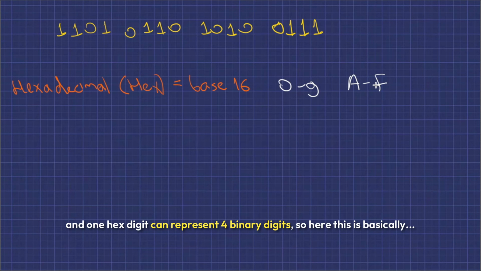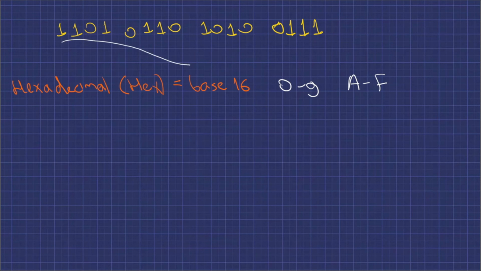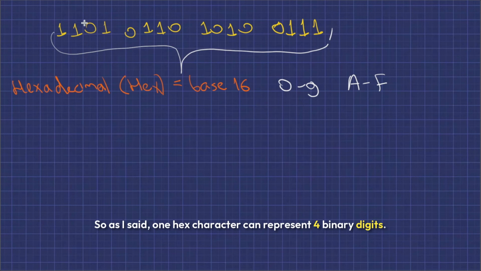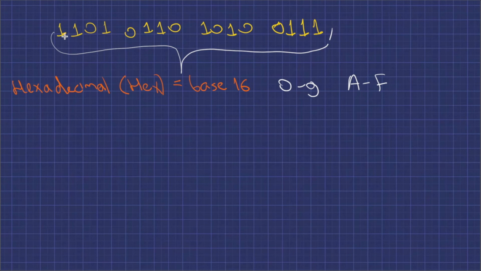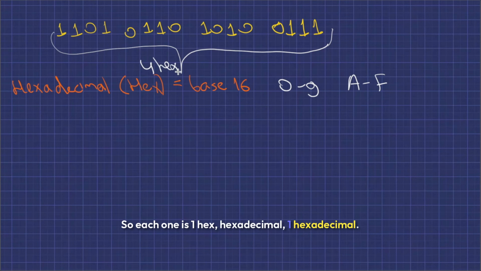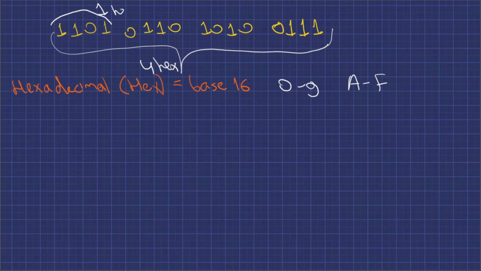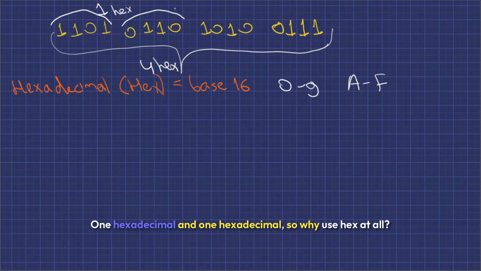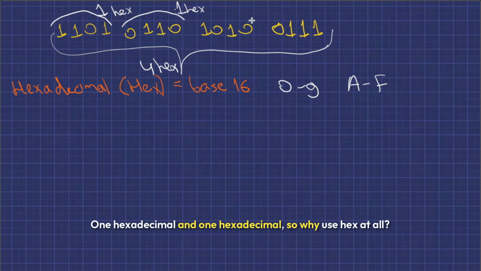So here, this is basically 1 hex. As I said, 1 hex character can represent 4 binary digits. In this case, it is 4 hex, right? So each one is 1 hexadecimal, 1 hexadecimal, 1 hexadecimal, and 1 hexadecimal.